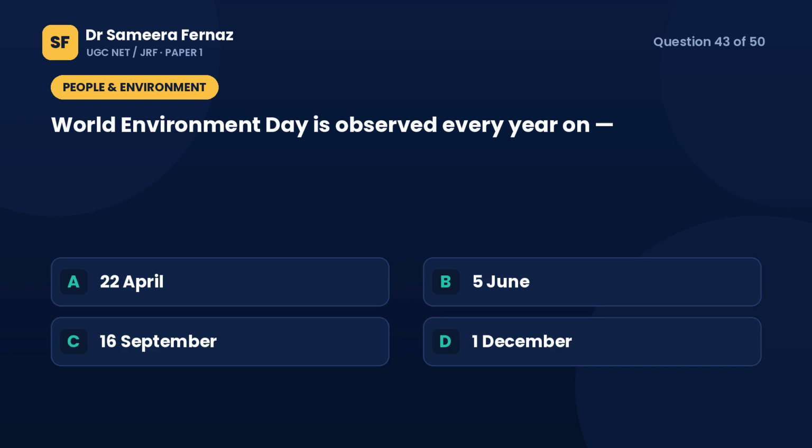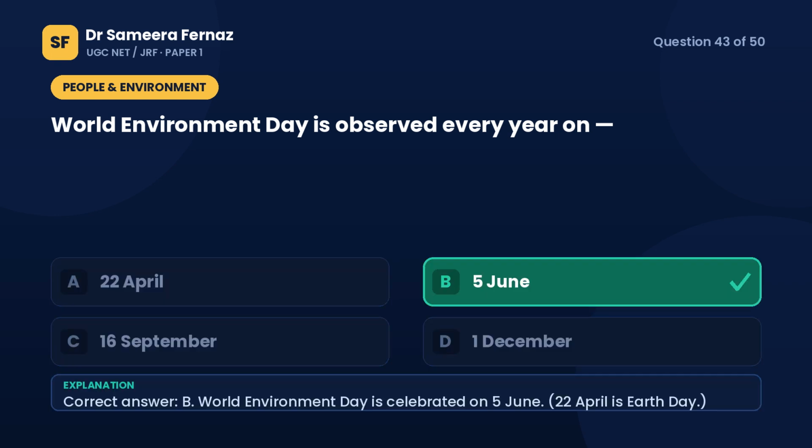Question number 42, people and environment. Which one never runs out? Coal, petroleum, solar or natural gas? So the answer is option A, solar energy. The others are fossil fuels that will finish one day.